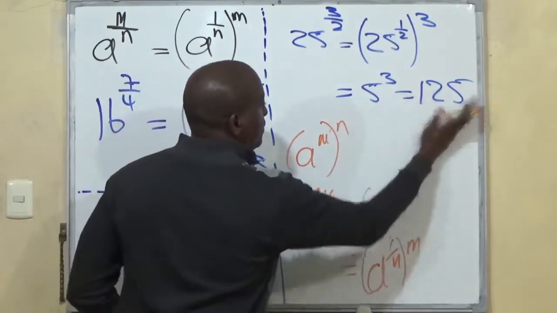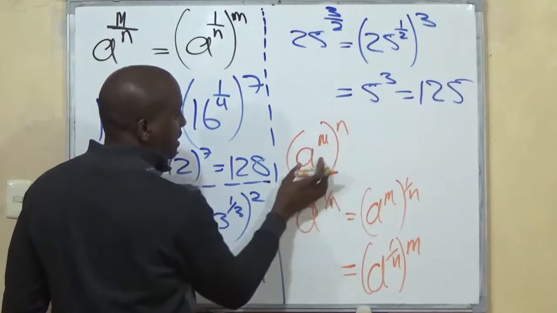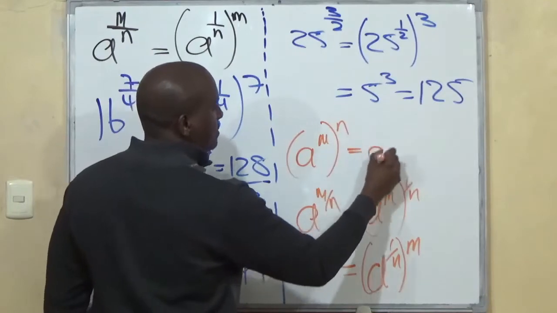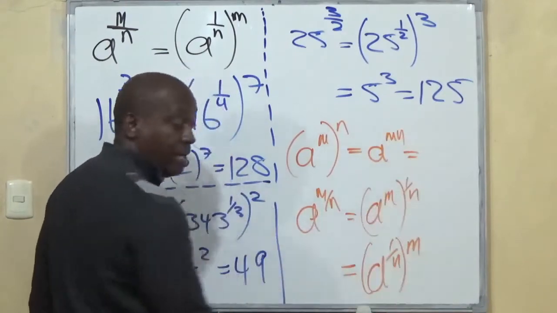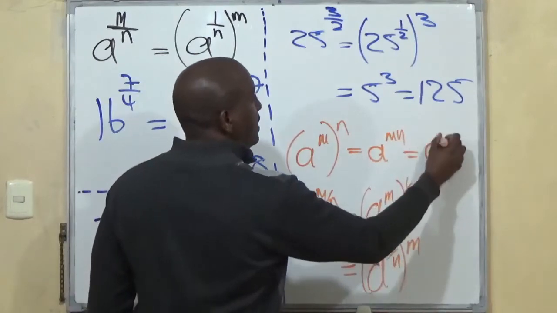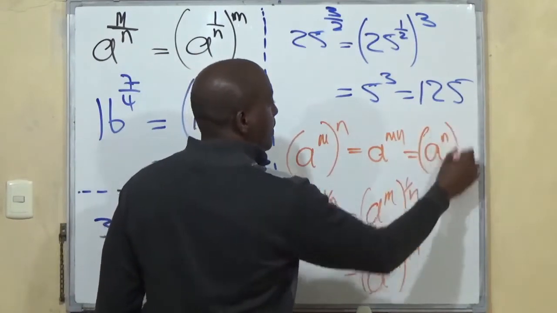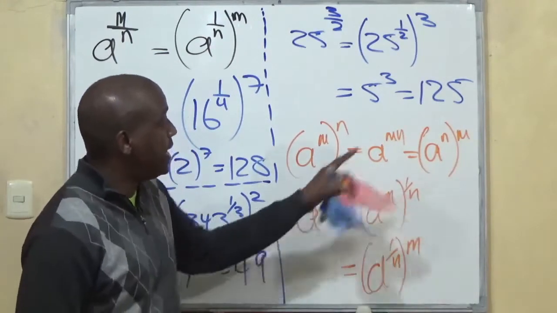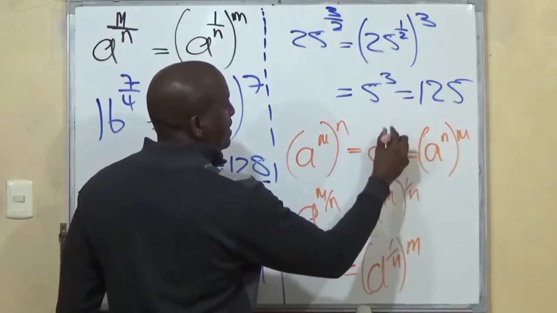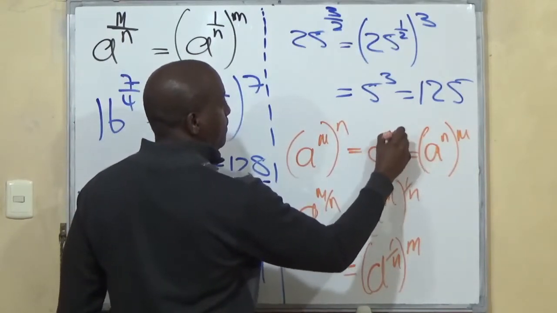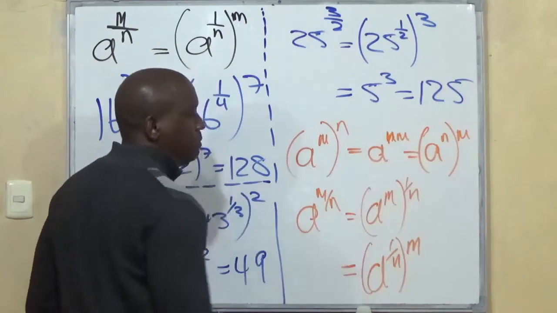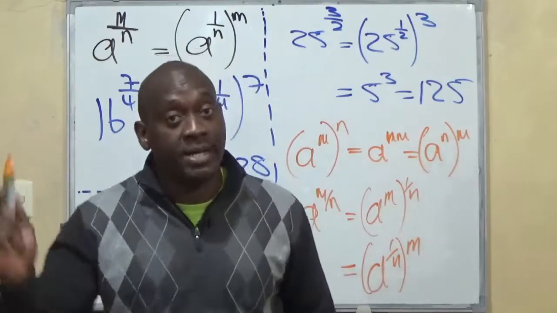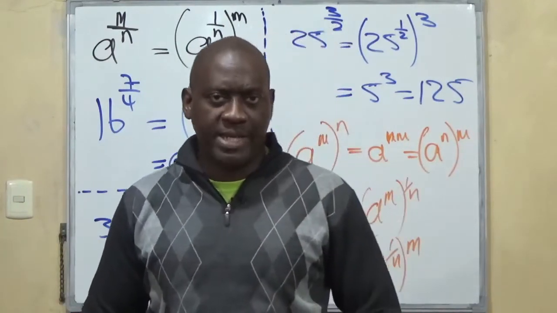In the same way that we could then write here, watch what I'm going to do now. If we start off with a to the m, all in brackets to the power of n, and we agree that this is equal to a to the power of mn, then we can say also that that is equal to a to the power of n, all to the power of m. Remembering, of course, that mn is the same thing as nm. So the order doesn't matter when you're multiplying. 2 by 3 is the same thing as 3 by 2.